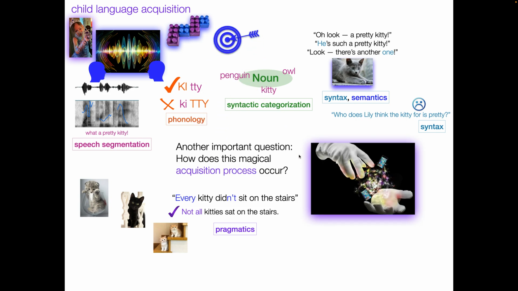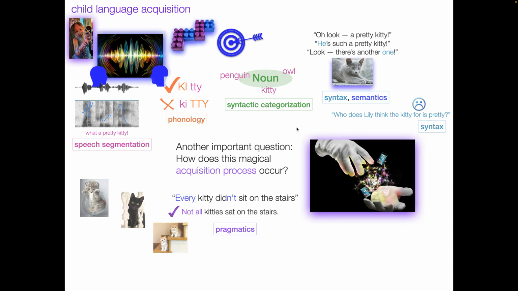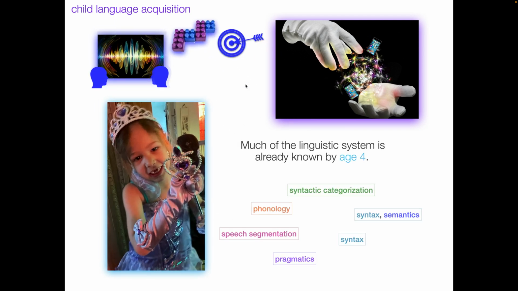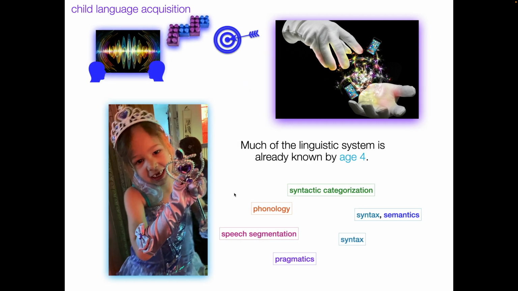And so that's one part of child language acquisition. What are you learning to do? And another really important question is, okay, how does this magical acquisition process occur, right? Let's talk a little bit about that. Children are actually amazing at learning language, totally amazing. In fact, much of the linguistic system and all these different things I was just telling you about, speech segmentation, phonology, categorization, syntax, semantics, pragmatics, much of it is already known by age 4, right? Which is actually not that old.